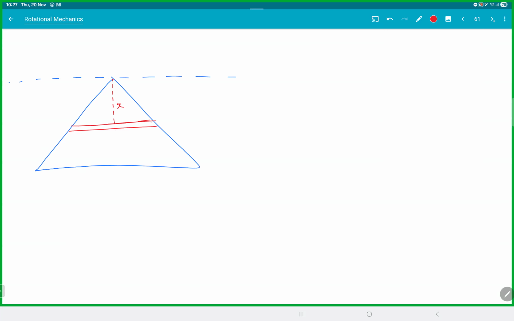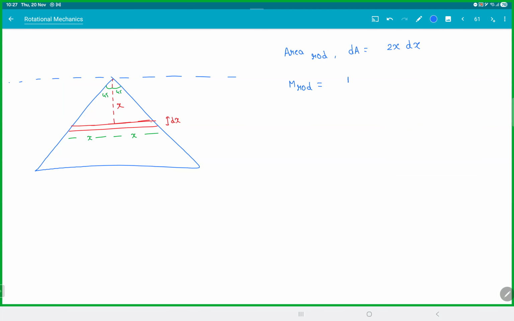Remember always x and dx should be in the same direction. So this will be dx. Now, because it's an isosceles triangle, this is 45 and this is 45. Luckily, this is also x and this is also x. So the area of the rod dA will be length into breadth, which is 2x into dx.